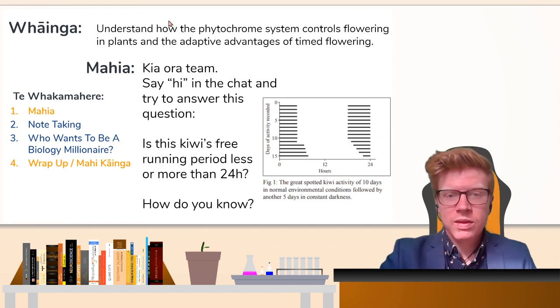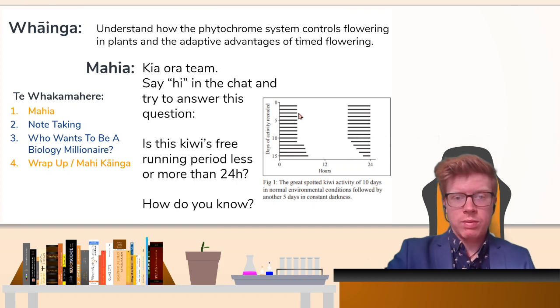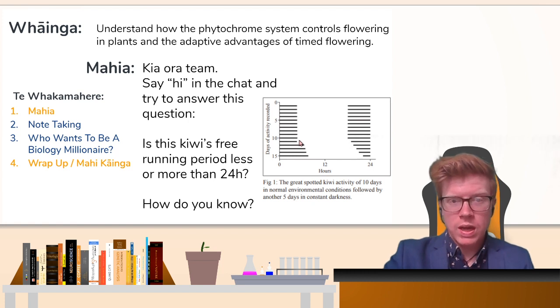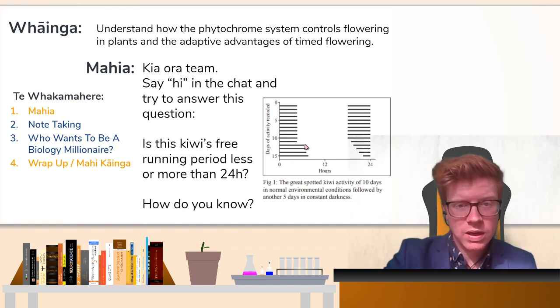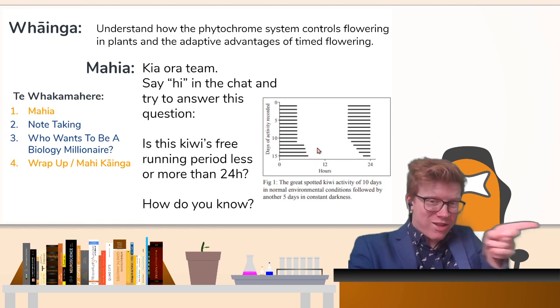So we can see here that during the days of activity, I'll go over to here, during these days the kiwi was active for certain periods of the day. You can see this is very likely at night time. The kiwi is a nocturnal organism. As soon as we place the kiwi into constant darkness, though, at around this day here, we can see that the kiwi starts to spend its time slightly differently, and over time it drifts in this direction.